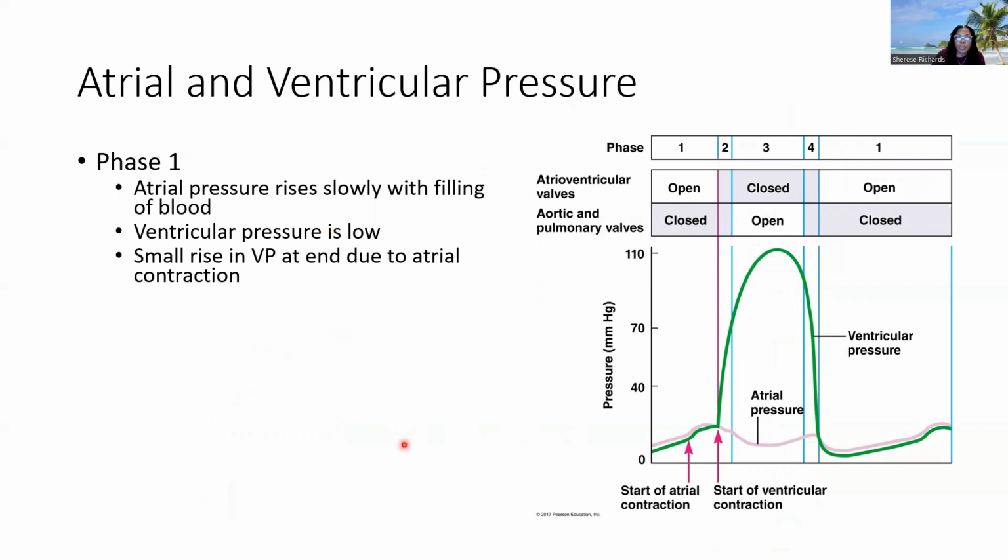And this is where the atrial pressure rises slowly as filling takes place from the atria down into the ventricle. The ventricular pressure is low. It must be low in order for that valve to be open. Remember, atrial pressure must exceed ventricular pressure for AV valves to be open. There is a small rise in the ventricular pressure at the end due to that atrial contraction squeezing that last bit of blood out at the end of phase one.